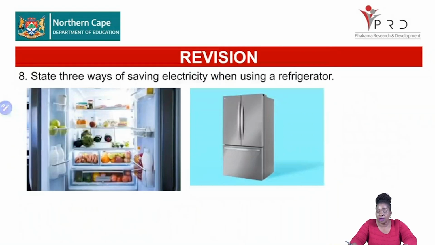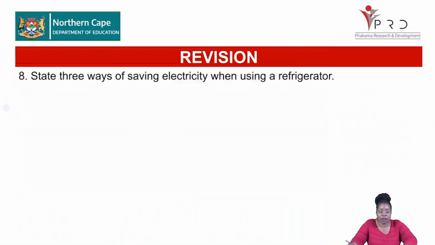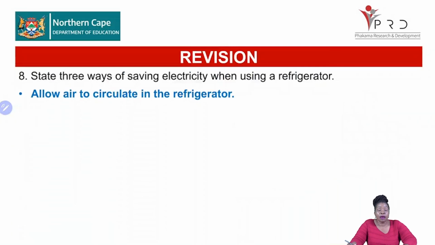We should be done with question 8. Let's move on to the solutions. The question says, state 3 ways of saving electricity when using a refrigerator. So take note of the word saving electricity, right?